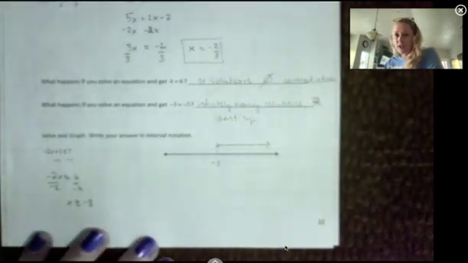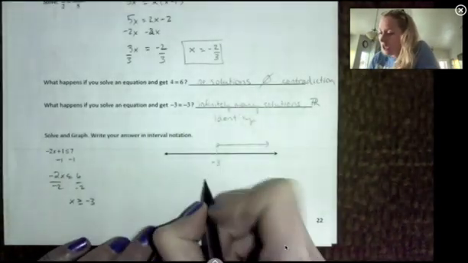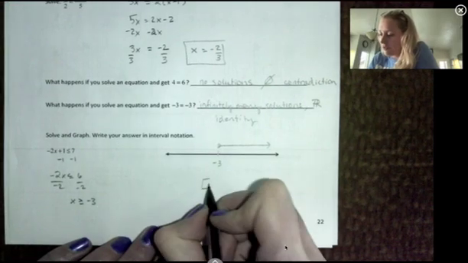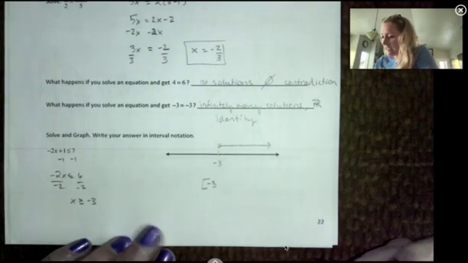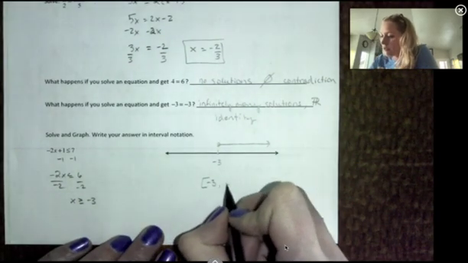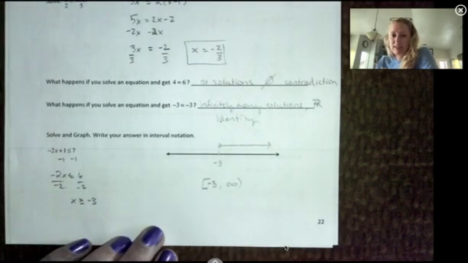Now it says express our solutions in interval notation. So my leftmost value is negative 3. I'm going to use a bracket because negative 3 is included as a solution. And then going forever to the right means it's going all the way to positive infinity.